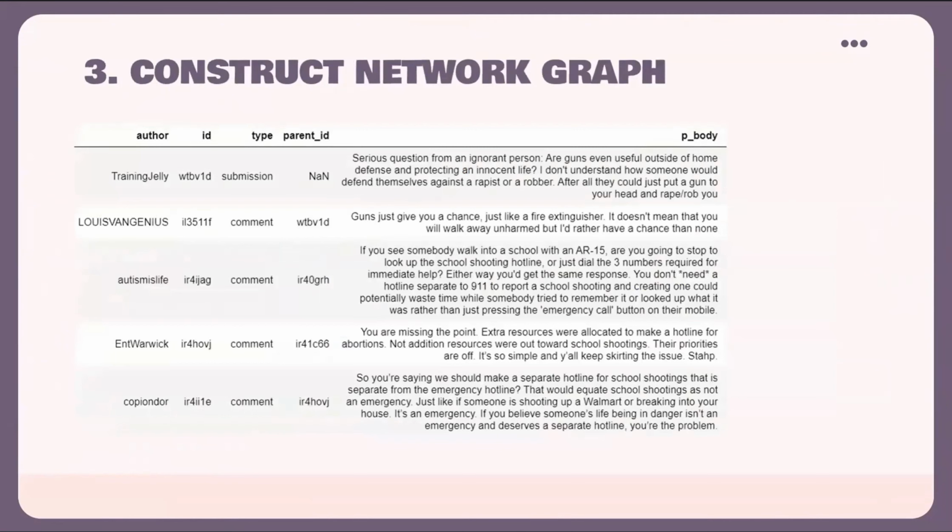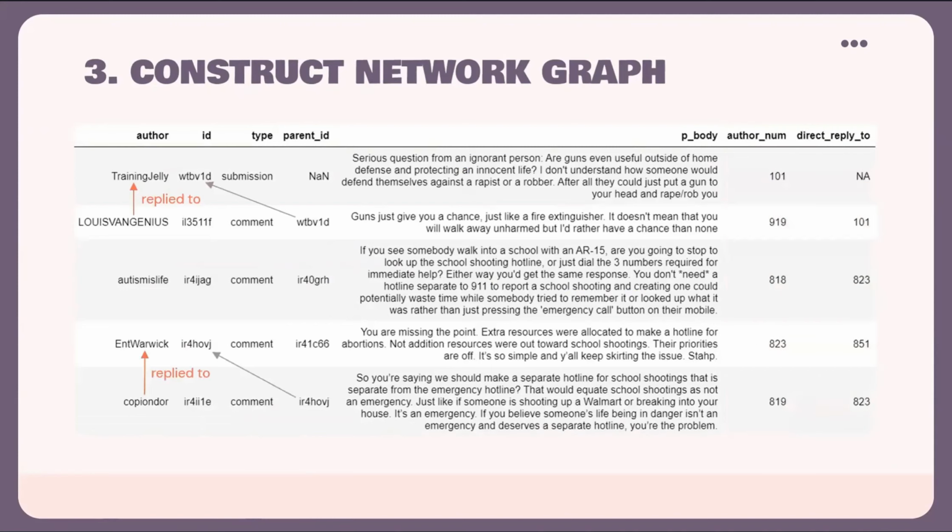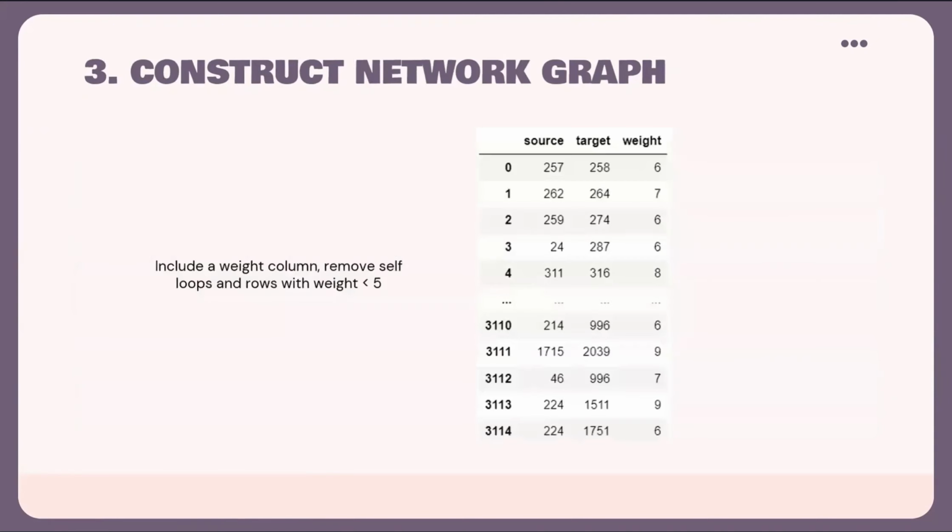Next, for step 3, constructing a network graph, we'll connect exact matches of parent ID with ID. For example, Louis Van Genius replied to Training Jelly, and Kumpen Dior replied to N. Warwick. We give each author a unique author number and also retrieve the author number that this author has replied to. We'll use these numerical columns. Then, we'll include a weight column, remove self-loops, and rows with weight less than 5. This resultant data frame is used to construct a network graph.